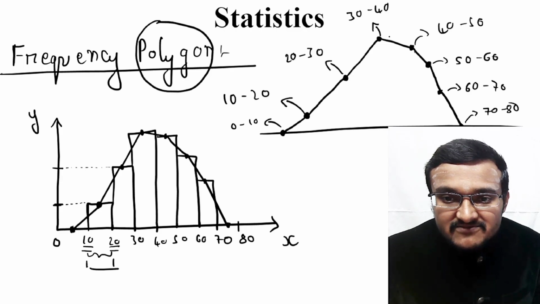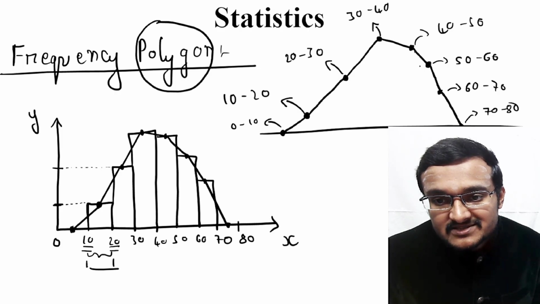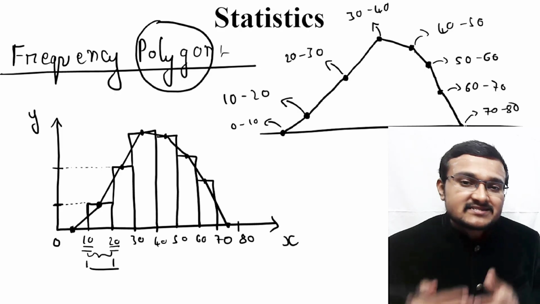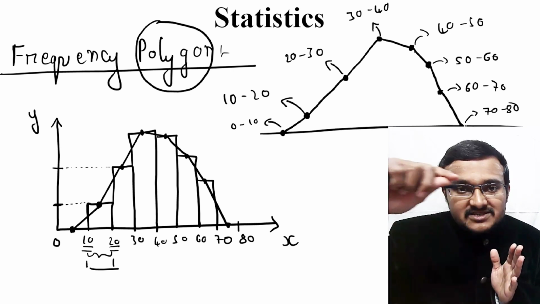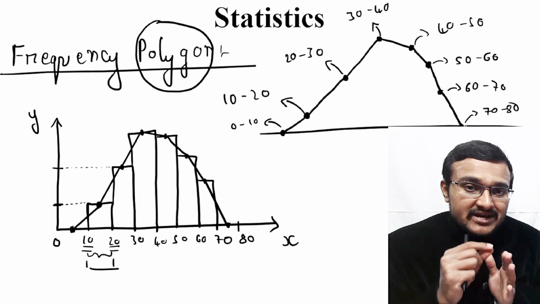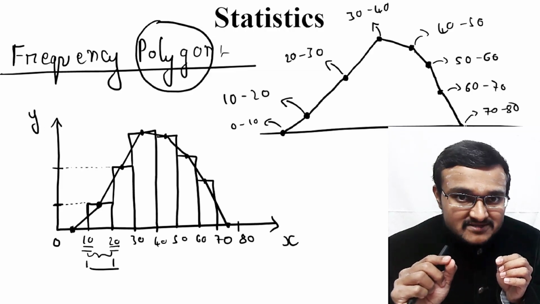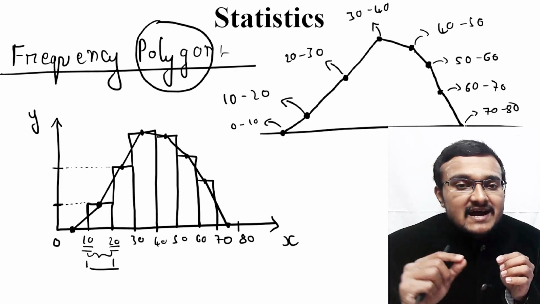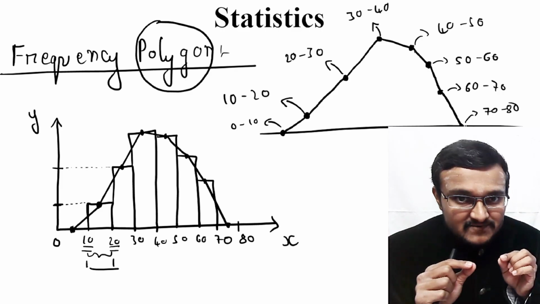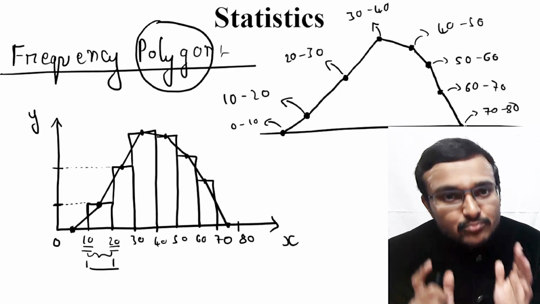From 20 to 30 this is the frequency. From 30 to 40 this is the frequency. From 40 to 50 this is the frequency. From 50 to 60, 60 to 70, and 70 to 80. And 70 to 80 also doesn't have any frequency, so the y value is 0. This gives you a complete polygon. That means you're considering the frequency of all the rectangular bars in this histogram plot, and you're connecting the points and forming a full polygon. That's why you call this a frequency polygon.